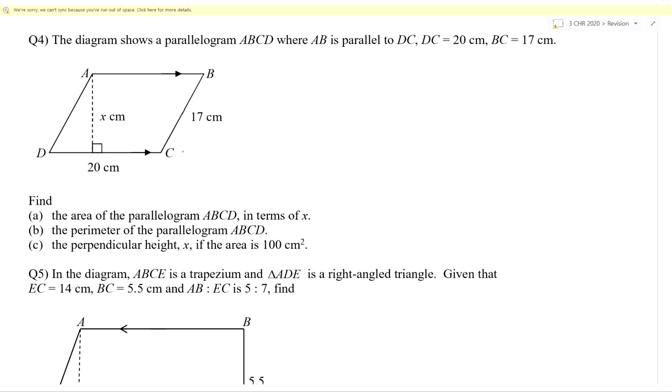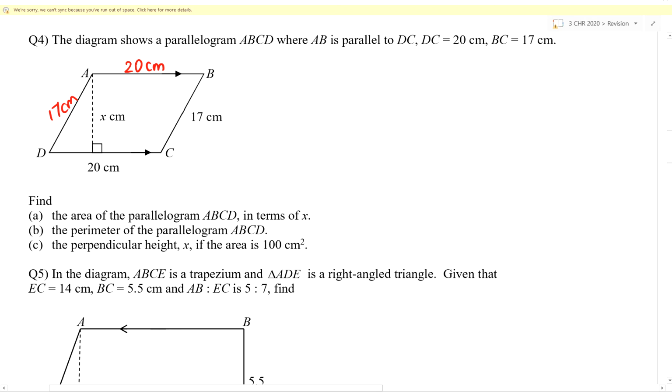Okay, put it down also. In the diagram, since you know it's 20, put it down as 20 cm. It might be useful for us later. Then they tell us that BC is 17 cm. What should we do with this 17 cm? Yes, draw it here also, 17 cm. So we have the complete picture right now.